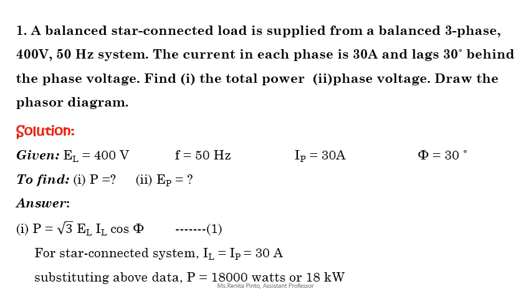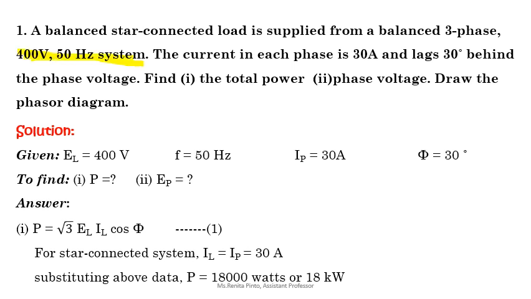A balanced star connected load is supplied from a balanced three-phase 400 volt 50 Hz system. The current in each phase is 30 amps and lags 30 degree behind the phase voltage. Find the total power, phase voltage and draw the phasor diagram. So we'll see what we have got here. So balanced star connected load. So they have given it as a star connection. Next, it is a 400 volt 50 Hz system.